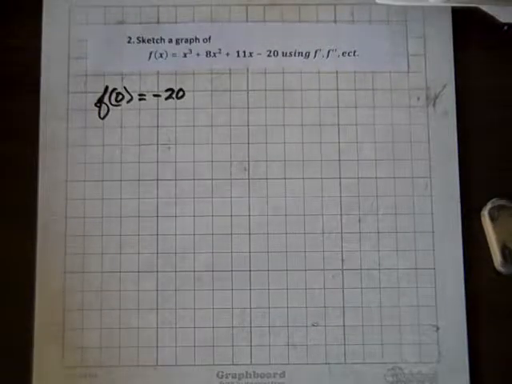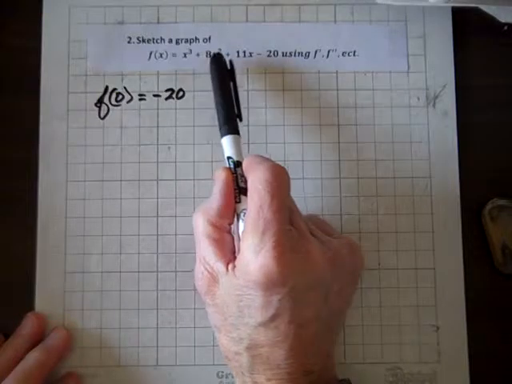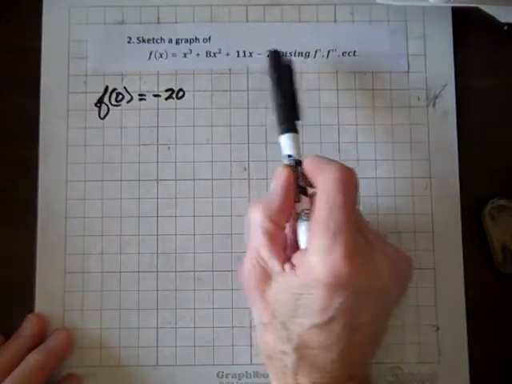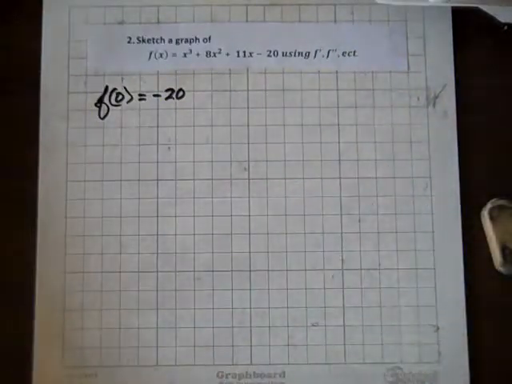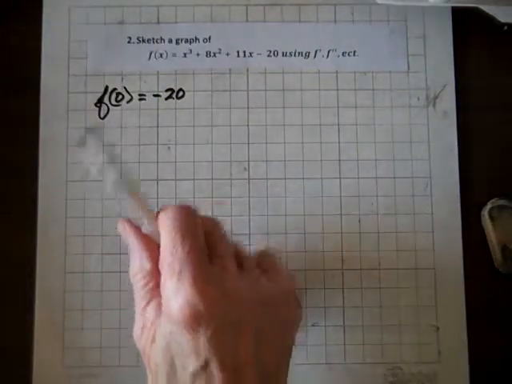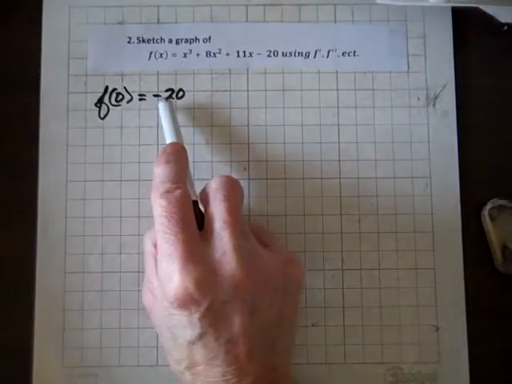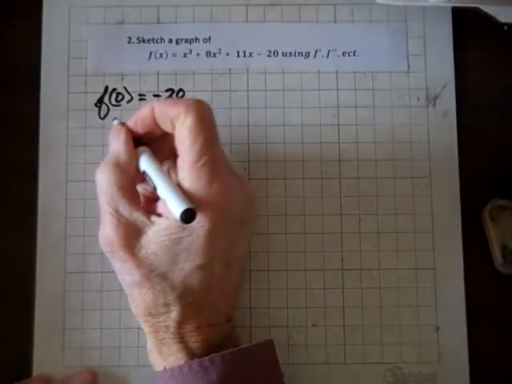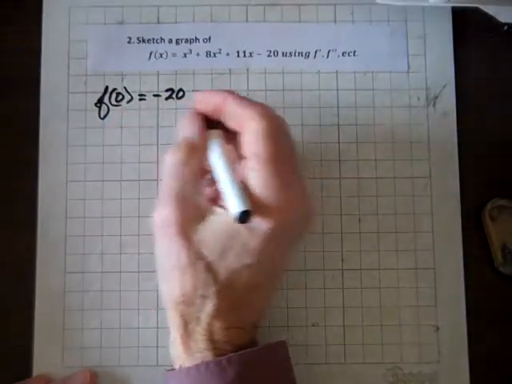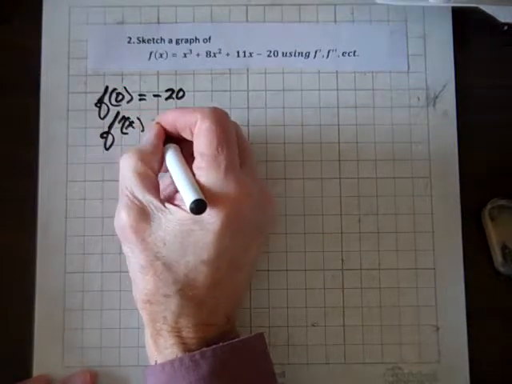Okay, now we'll do question 2, and we've been asked to sketch the graph of f of x equals x cubed plus 8x squared plus 11x minus 20 using the first and second derivatives. Well, the first thing I'm going to do, or did, was find the y-intercept by evaluating f of 0, which is negative 20.